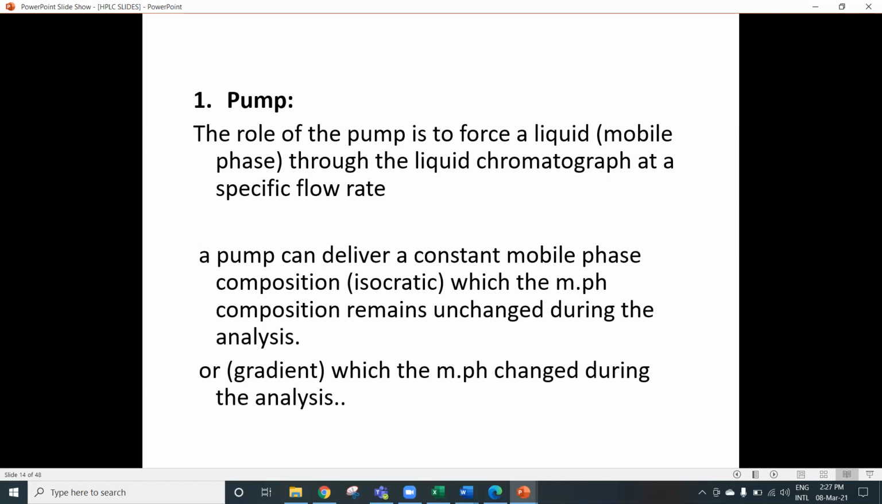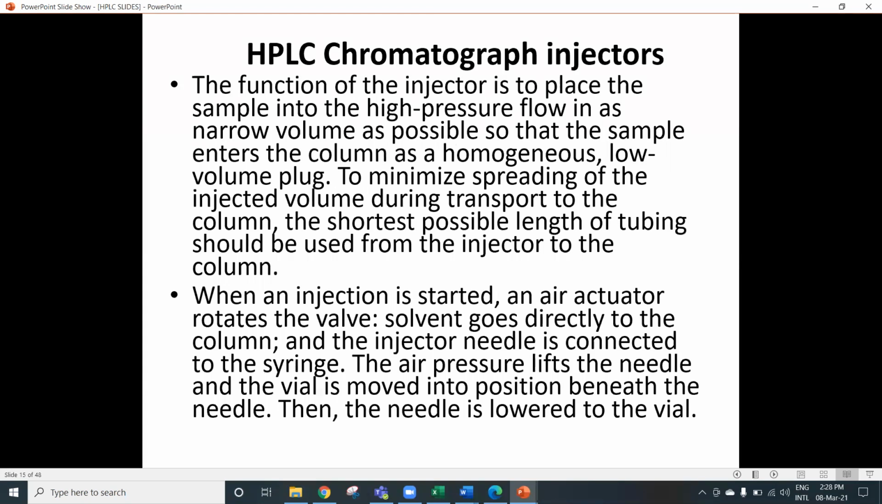Remember your isothermal, whereby your temperature remains unchanged throughout your analysis using the GC. So it's a similar process, but in this case, instead of maintaining a constant temperature, you maintain a constant mobile phase composition throughout your analysis. Or it could be by gradient. In gradient elution, your mobile phase changes during the analysis, just as we had for temperature programming, whereby your temperature changes as the analysis progresses.